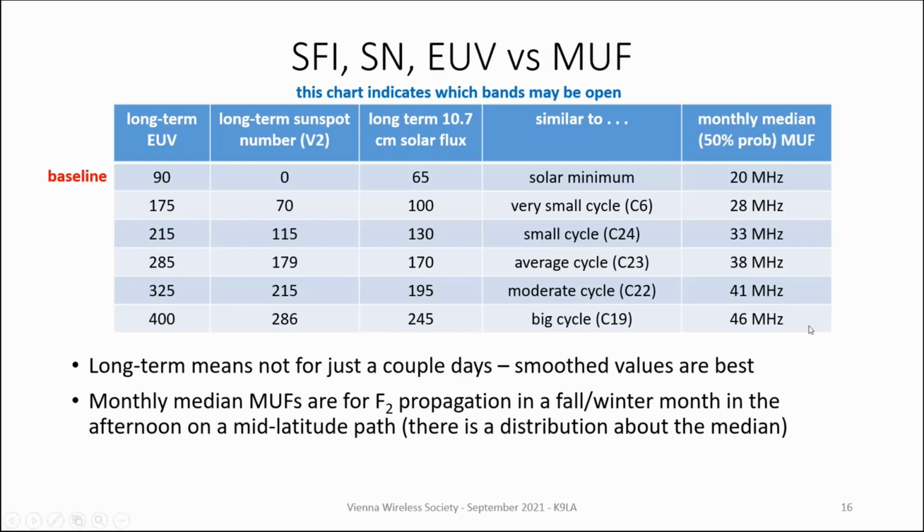You can see the MUF can get up to 46 megahertz. That's a monthly median. So what that says is half the days of the month, it's going to be up around 46. It says on a fewer number of days of the month, it could be up to 50 megahertz, and that gives us 6 meters.